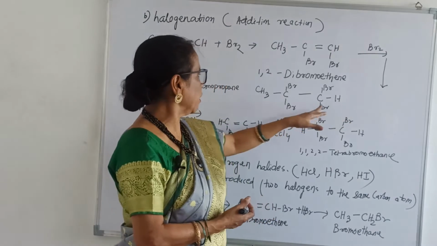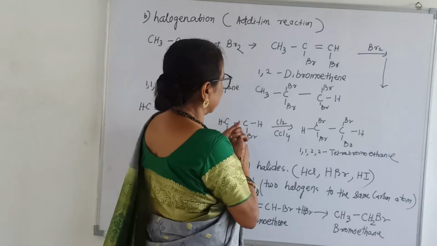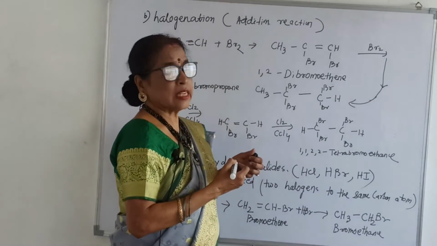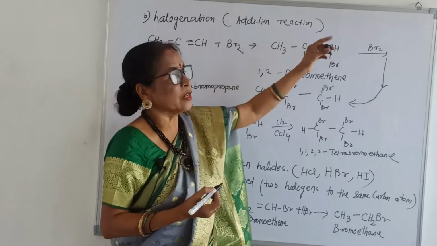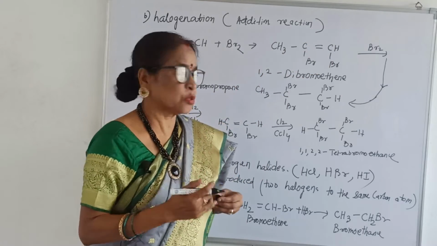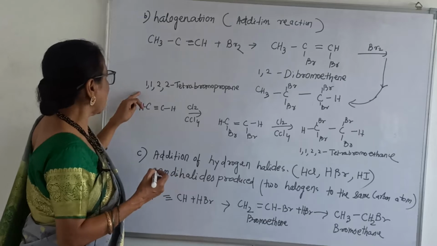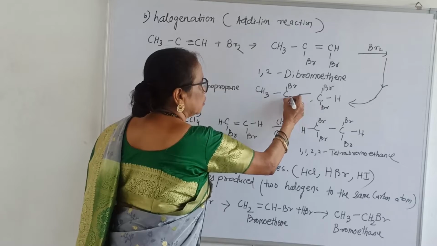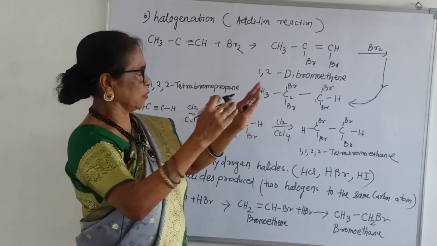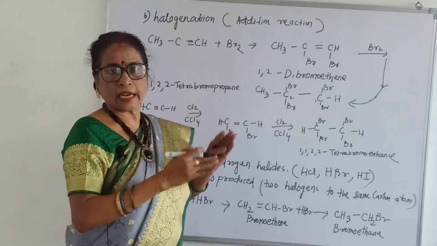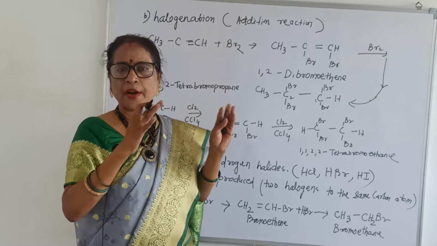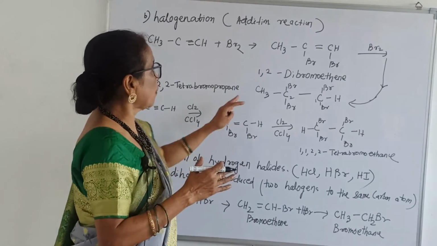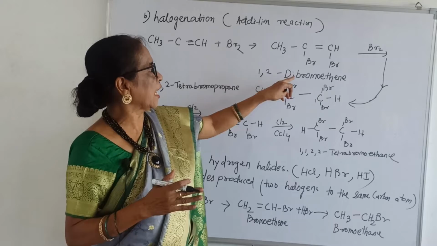Plus bromine again, and you will see that the double bond changes to a single bond, with bromine attached. Then what is the last product? 1,1,2,2-tetrabromopropane. This is 1, this is 2, this is 1, this is 2. It is 1,1,2,2-tetrabromopropane because the structure of the hydrocarbon is propane. And here it is 1,2-dibromoethene.